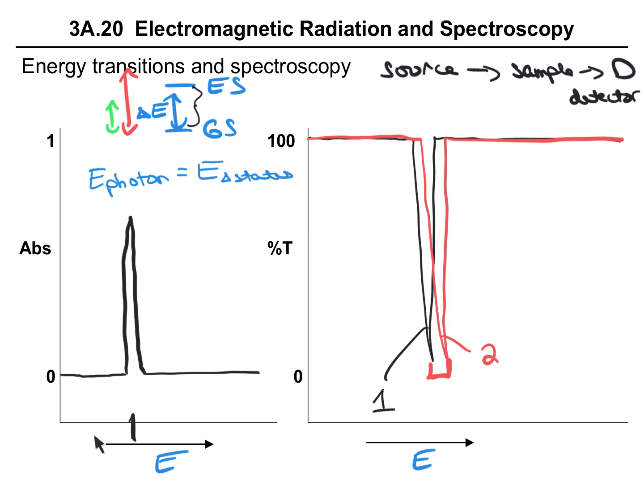So maybe this is one molecule and this is another molecule, or maybe these are two different parts of the same molecule, but this is what the spectrometer can measure and this is what we're going to focus on, a spectrum. So hopefully this gives you a very, very general idea of spectroscopy.